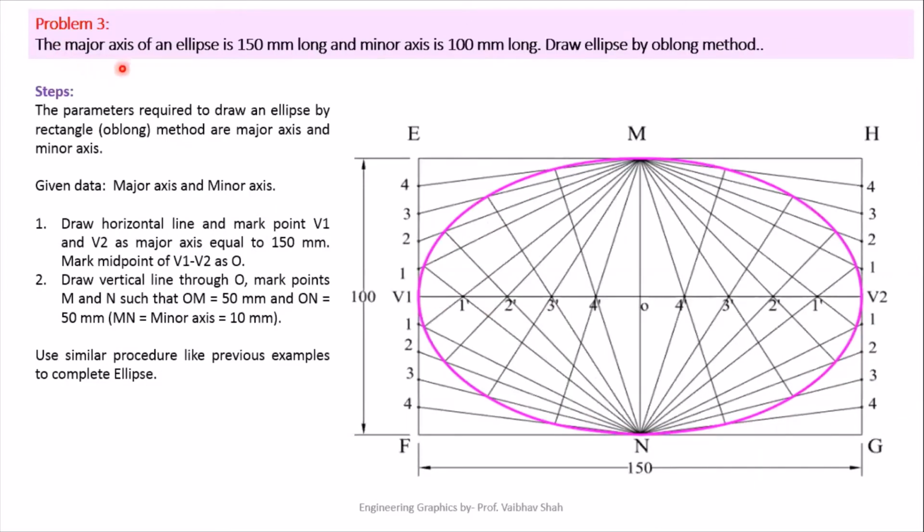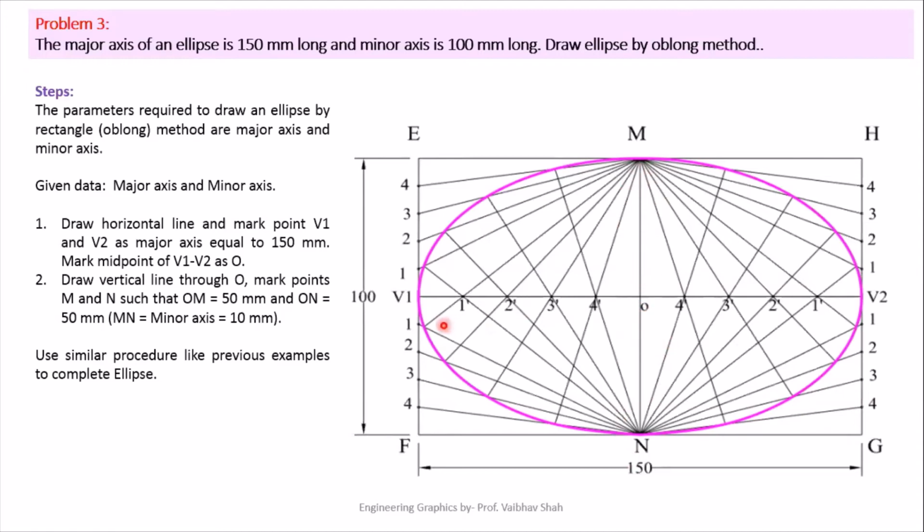The major axis of an ellipse is 150 mm long and minor axis is 100 mm long. Draw the ellipse by oblong method. So your major and minor axes are given. So let us draw first the major axis of 150 mm long and specify it as V1, V2. After that, identify its midpoint as O point and draw one vertical line of minor axis which is 100 mm long, which is M and N. The total distance is 100. That means 50 above the line and 50 below the line.